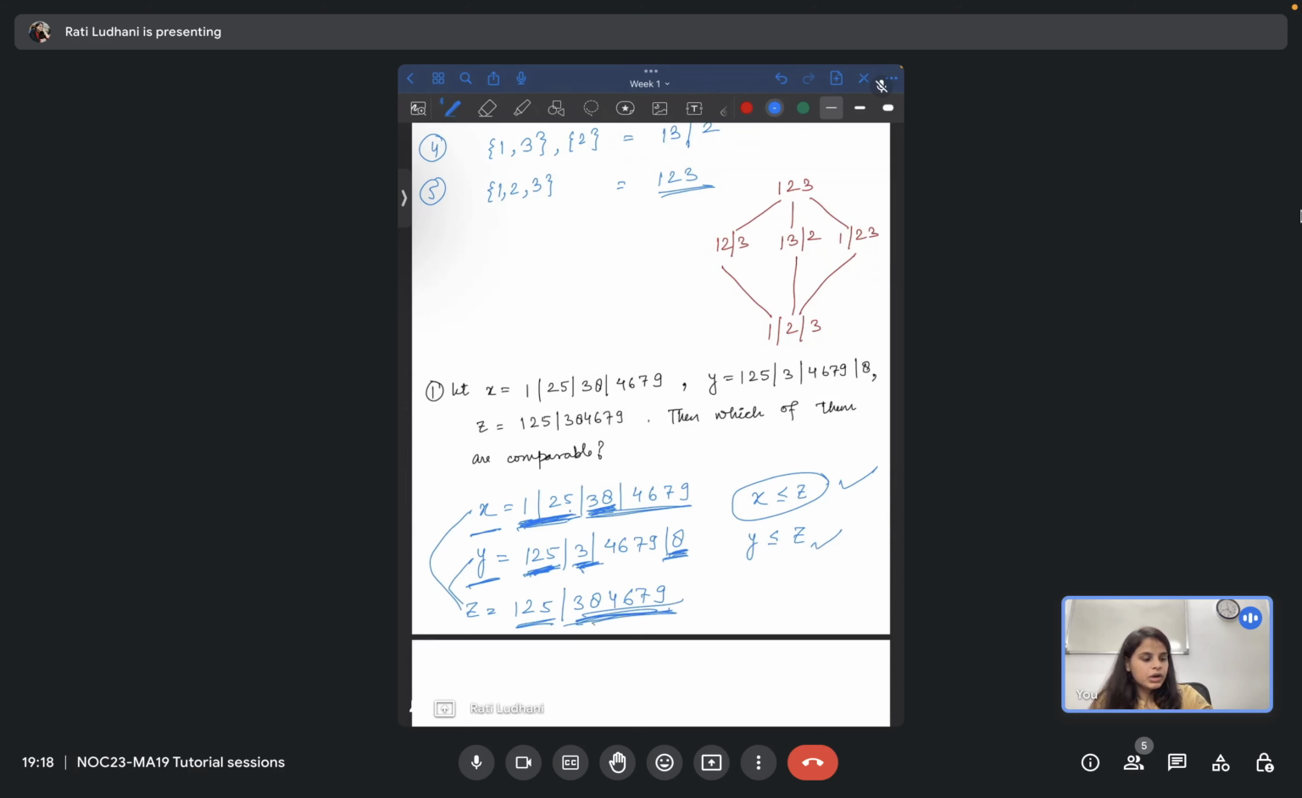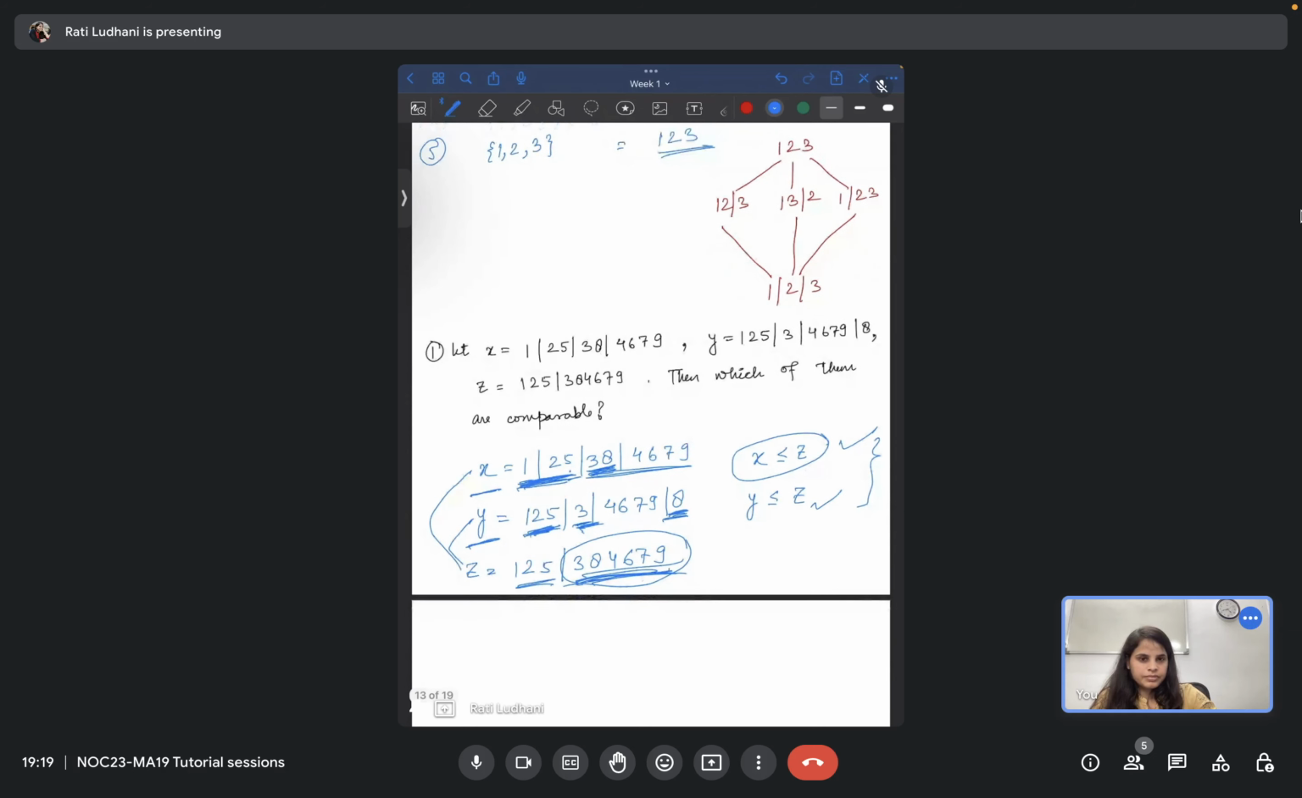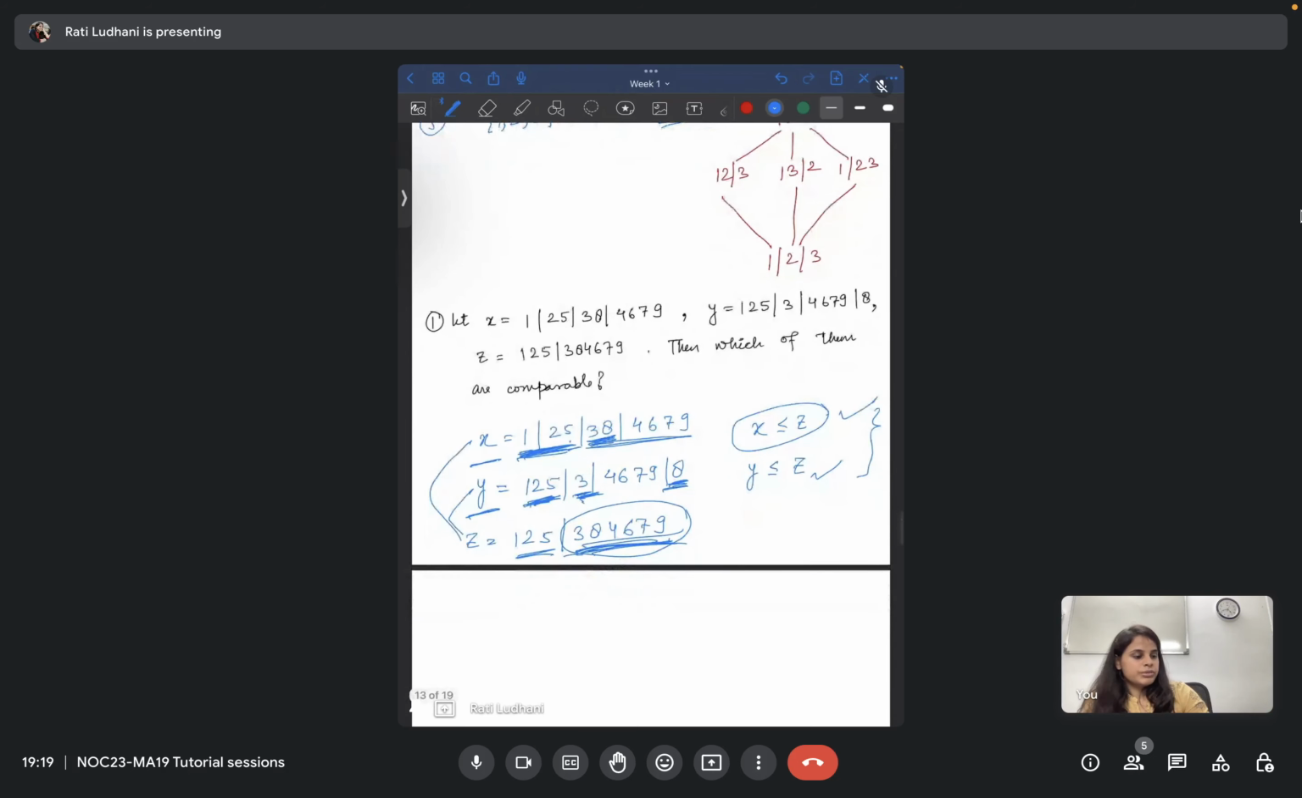It doesn't matter how you write the numbers in the same set, because this is just a set, not an ordered set, so there is no issue. We are just partitioning it, you can write it in any form. Is that okay? There are just these two relations between x, y and z. Great. So which of them are comparable? We are done.